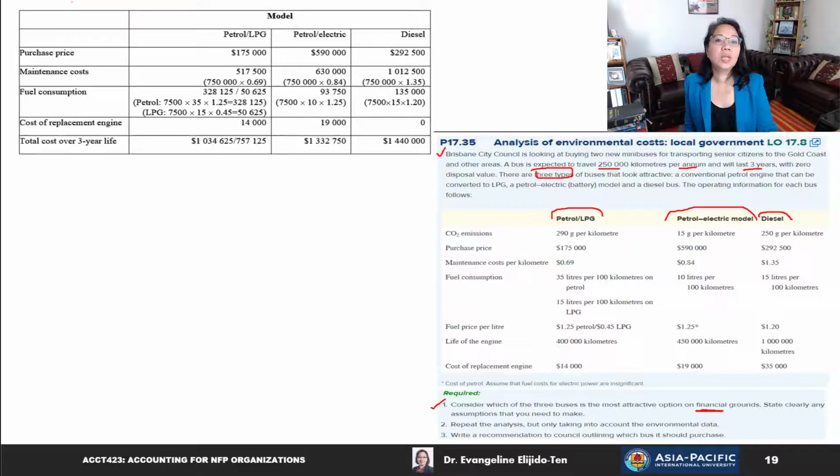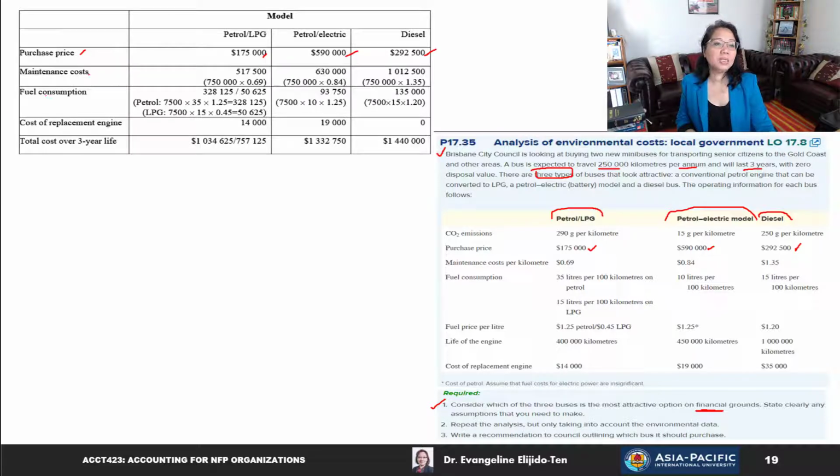All right, so let's have a look at these calculations. Straight away, the first relevant cost would be the purchase price. The purchase prices are given for each of the three alternatives: 175,000 for petrol LPG, 590,000 for petrol electric, and 292,500 for diesel. So that's straightforward enough.